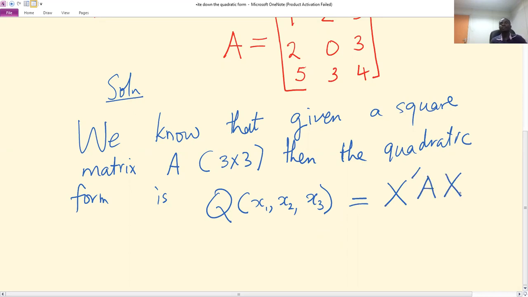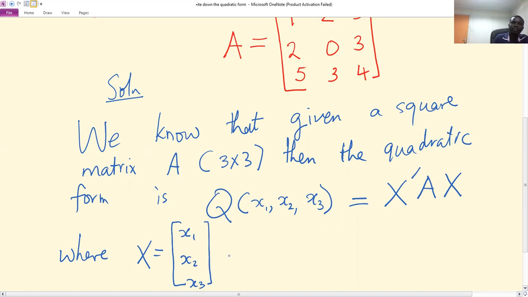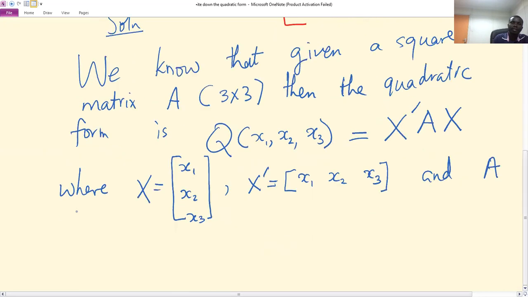x prime A x, this by definition, where x is the vector with x1, x2, x3, x prime is the transpose of this vector x1, x2, x3, and A is as given in the problem.